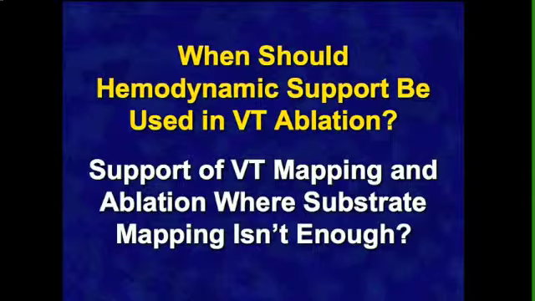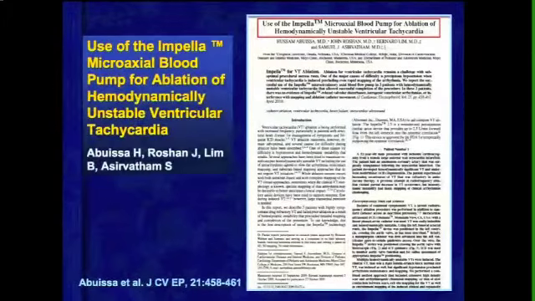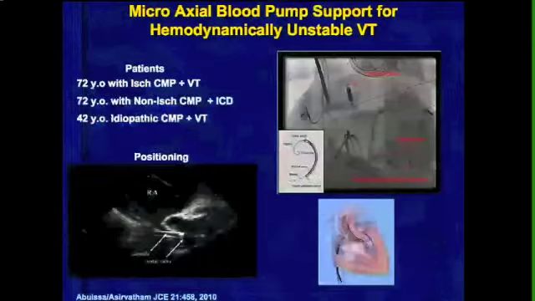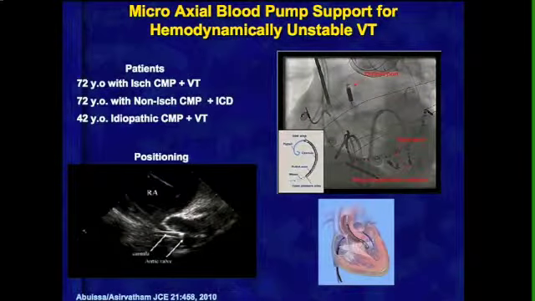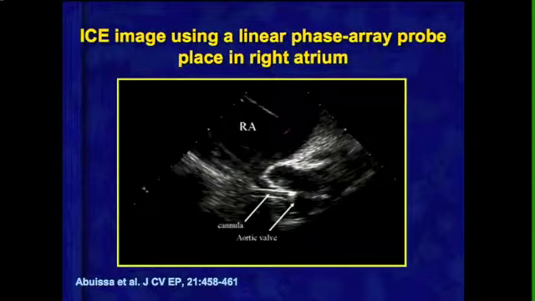So what about supporting VT mapping and ablation where substrate mapping simply isn't enough? Well, there's the approach that Samuel Asirvatham used with the microaxial blood pump, and he did about 15 patients. Again, it's very important where you get your intake in the LV and your output back into the aorta, and you need to make sure that you're well across that aortic valve. In this first report, it was 3 patients, and they were unstable. Again, if you move this too much one way or the other, then you can lose the flow. And this is back in the days of the 2.5 flow.